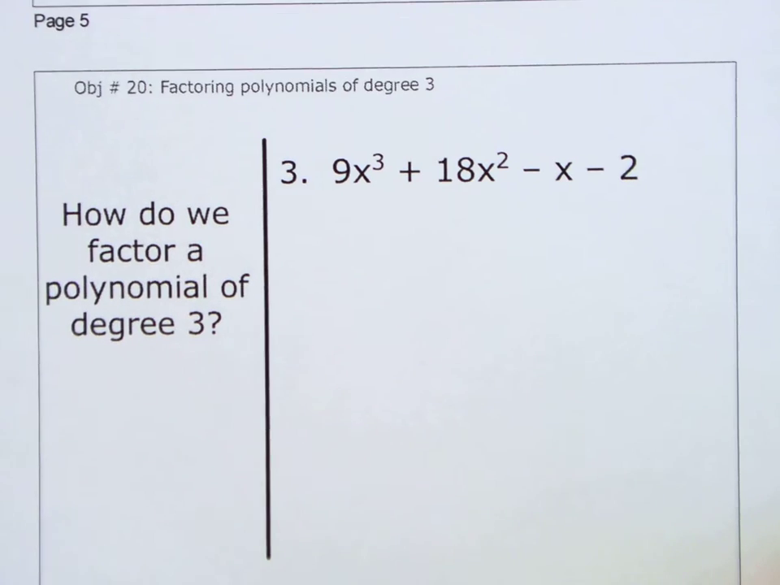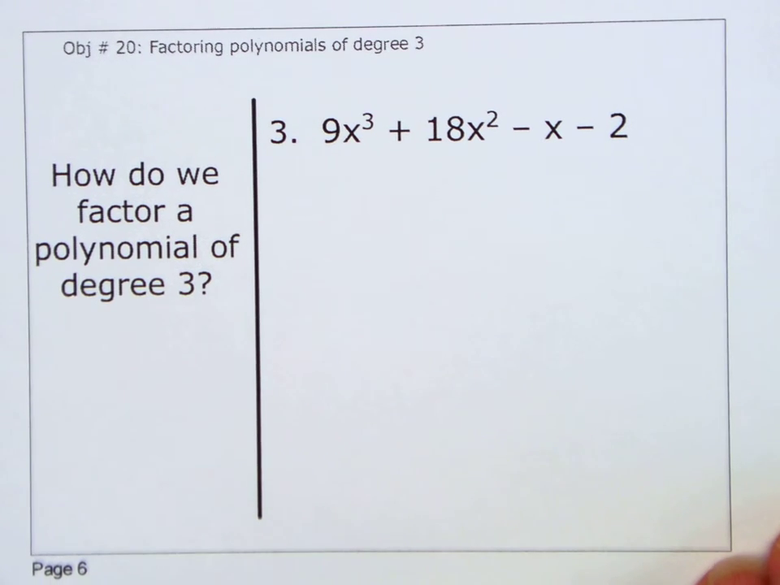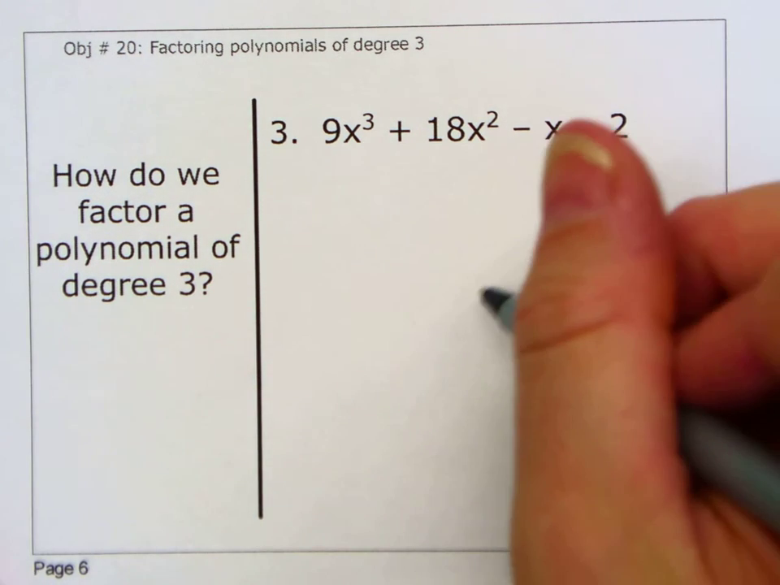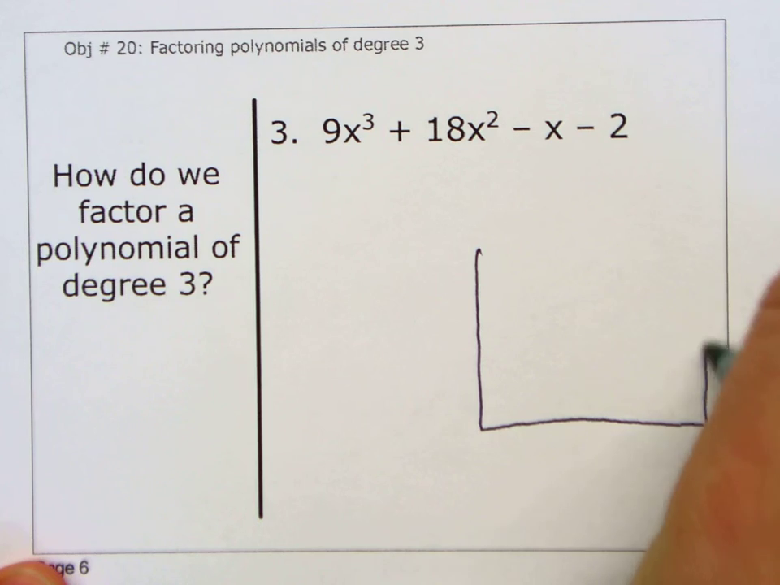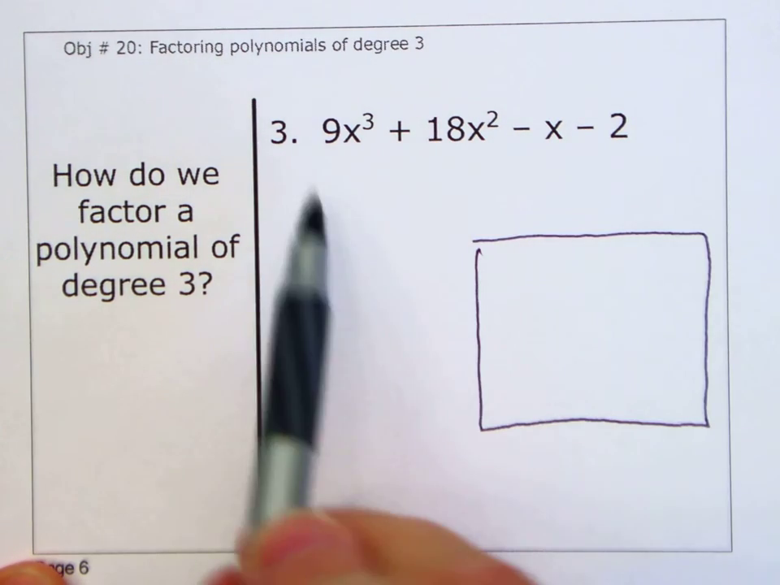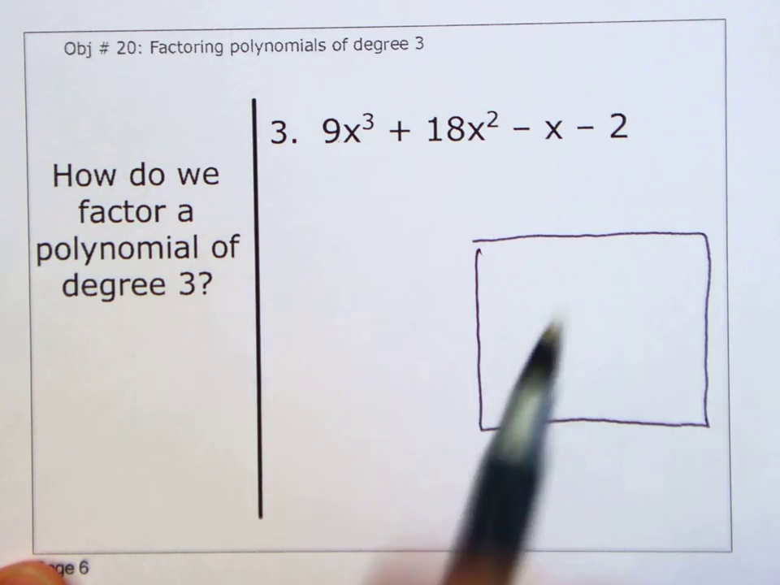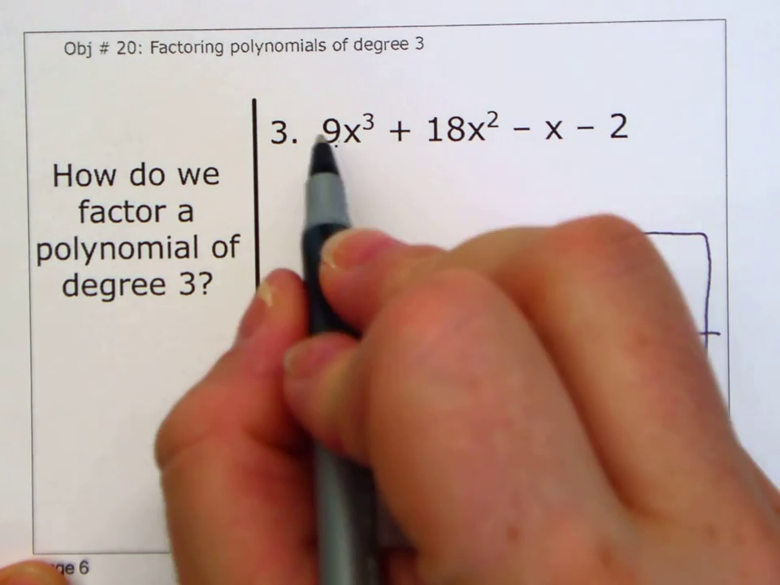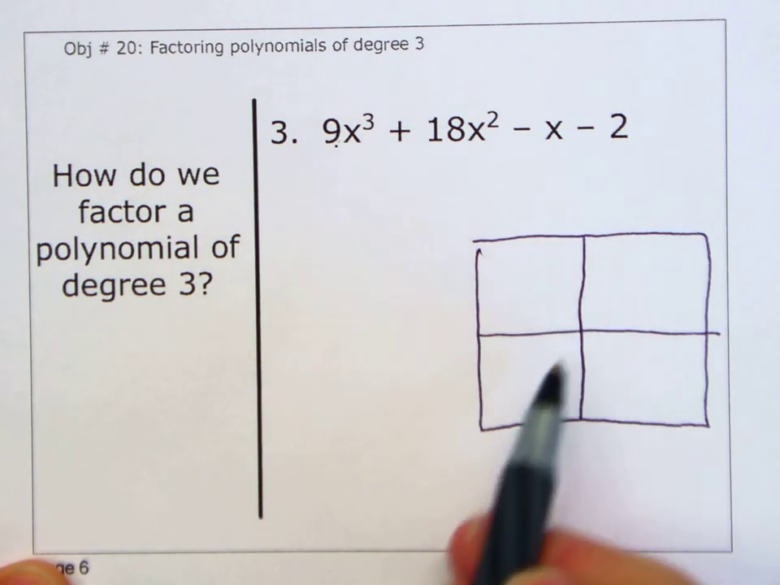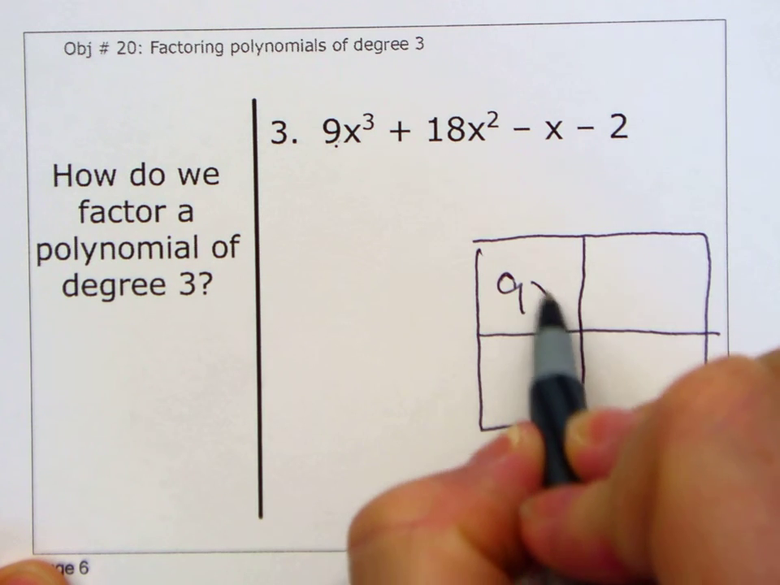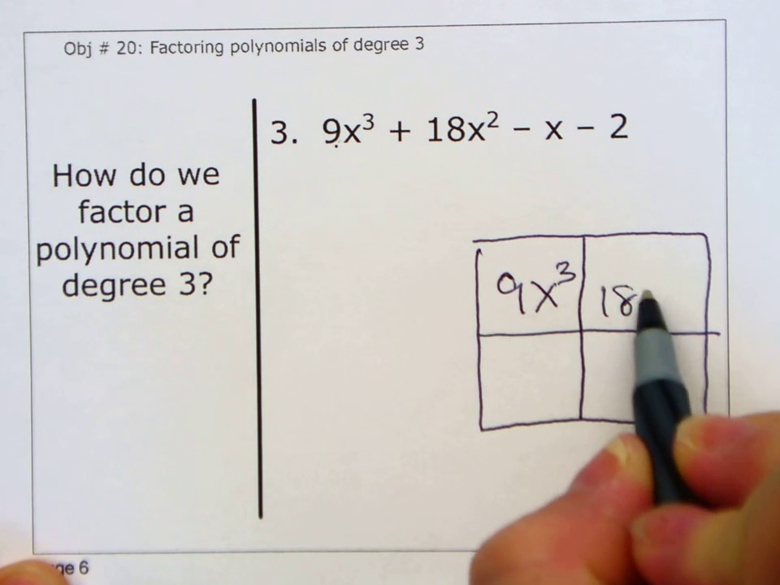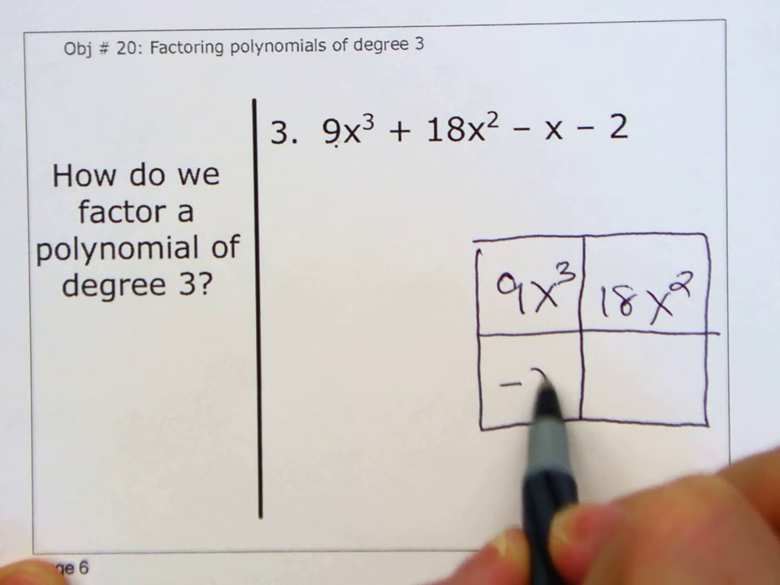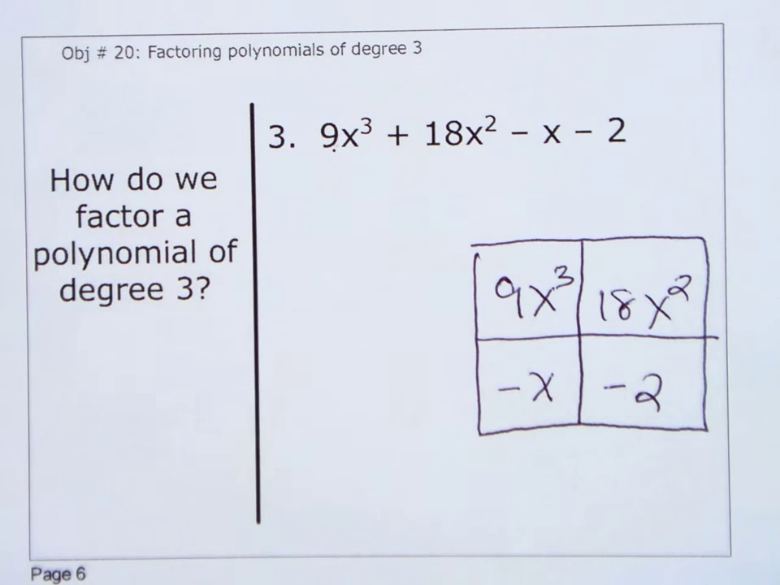Number 3. Pause the video. Try this one on your own. All right, I make my 2 by 2 box. Now, is there a GCF anywhere? Can I divide everything by something? No. Remember, order matters. 1, 2, 3, 4. 9x cubed, 18x squared, minus x, minus 2.